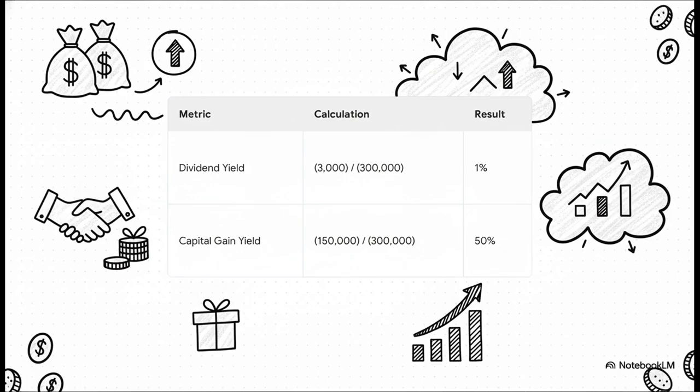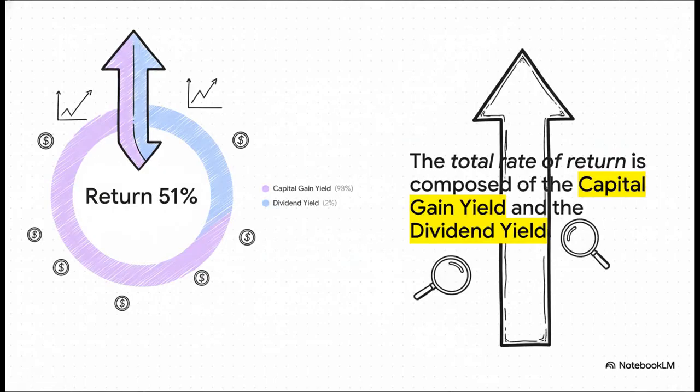That gives us 1%. Next up, the capital gain yield. We take the profit from the price jump and divide that by the same initial investment, and that gives us a very nice 50%. And when we put those two pieces together, we get our total rate of return. In this case, that 1% from the dividends plus the 50% from the capital gains adds up to a grand total of 51%. Looking at it this way makes it so obvious where most of that profit really came from, doesn't it?